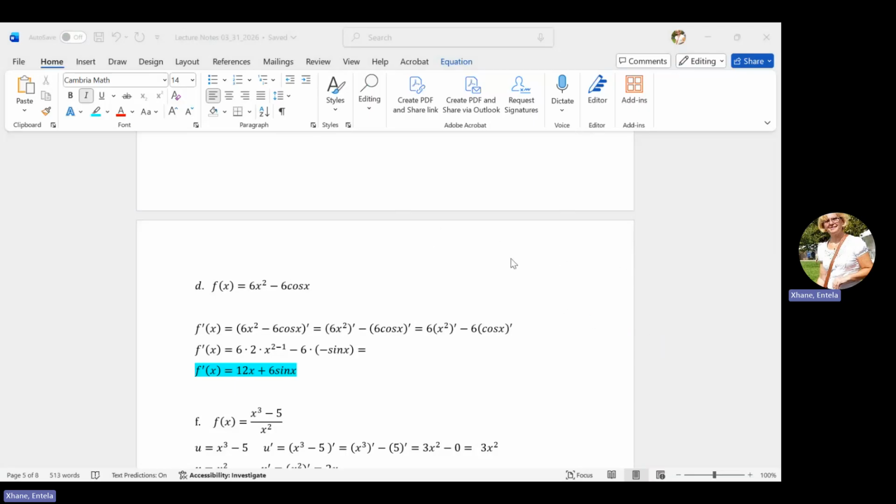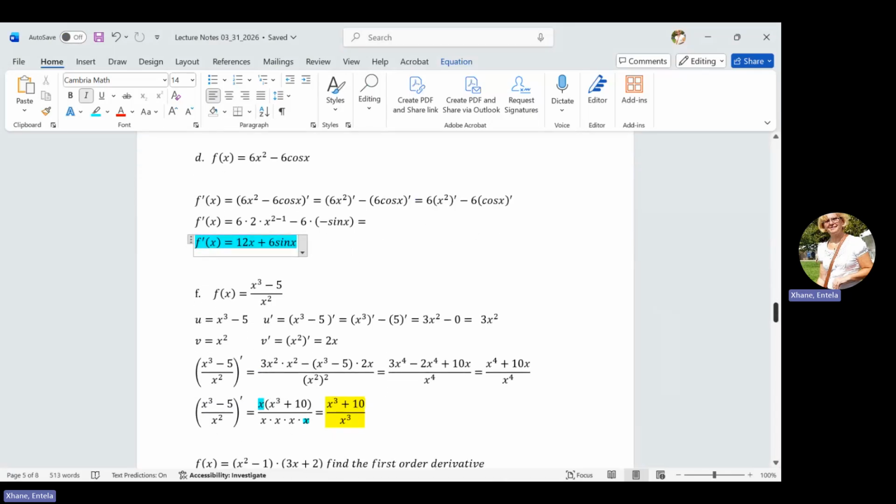Now we'll be simplifying this ratio first, and then at the same time, having the opportunity to use the basic rules. So here's the function f of x, x to the third minus 5 over x squared. Now, one way of doing it is you can directly simplify the ratio, and I encourage you to do that.